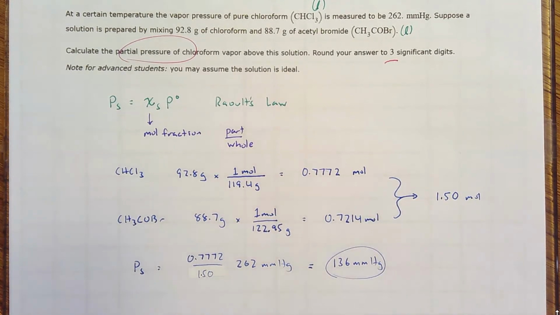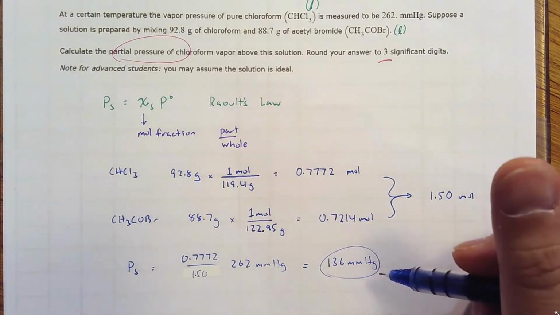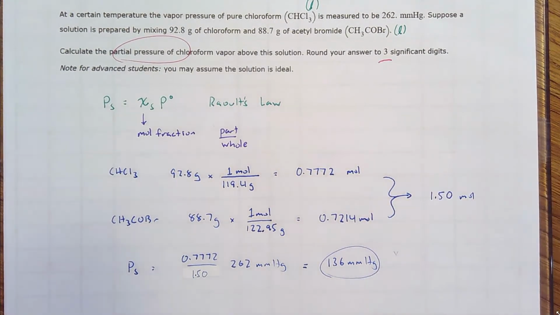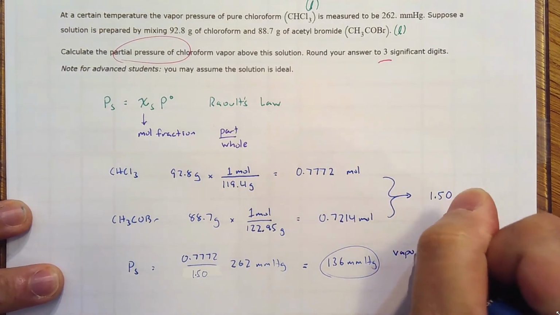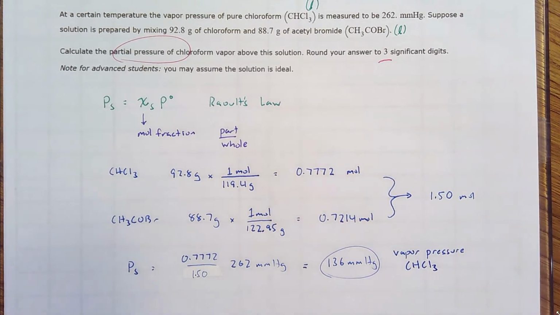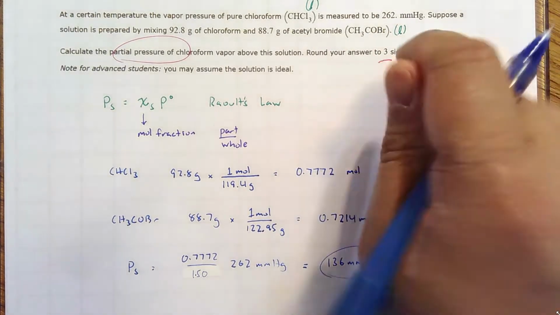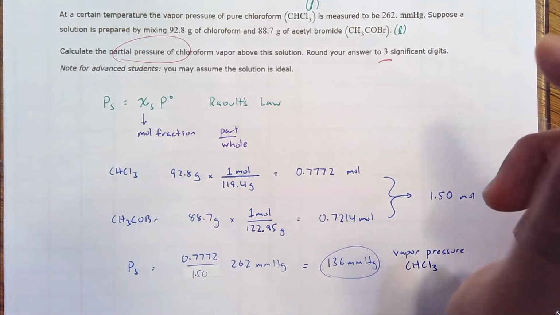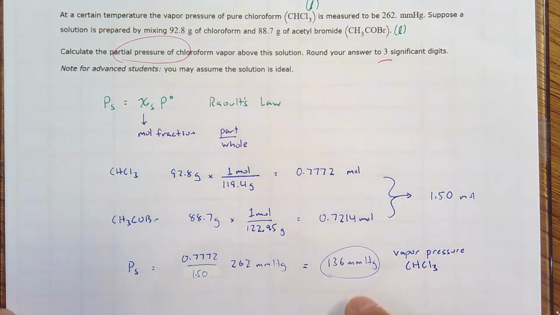Now, think about that number and think about what this means. The vapor pressure of just the chloroform is 136 millimeters of mercury. But that's not the total vapor pressure, right? Because we do have a liquid here, acetyl bromide. They never told us the vapor pressure of pure acetyl bromide. But if they did, we would be able to figure out the total pressure.